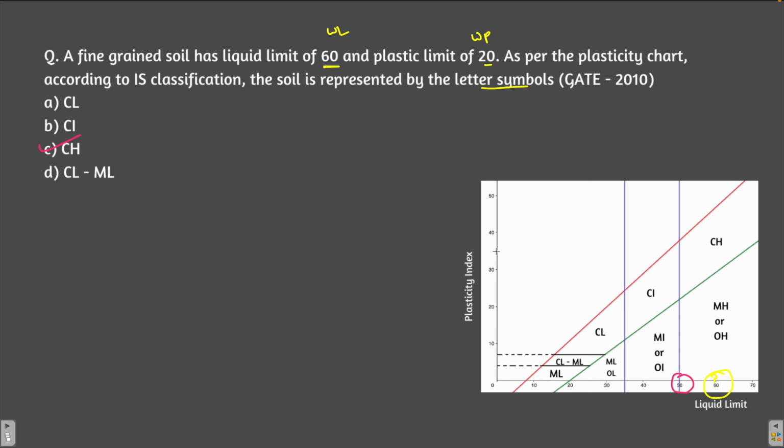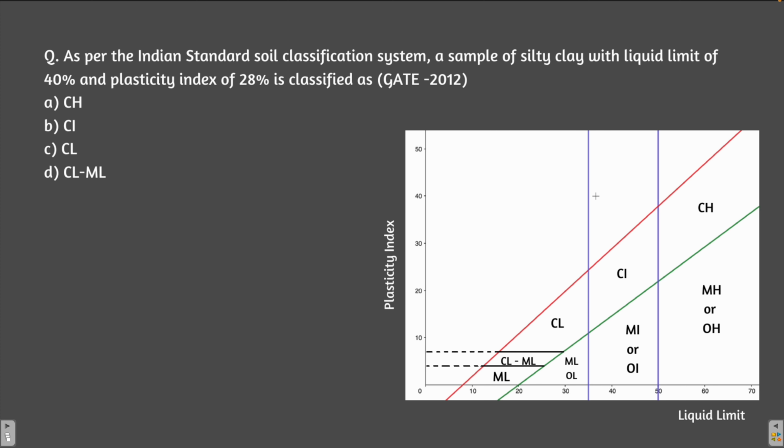So if you want, you can solve it this way, or there is another way. I'm not going to repeat that again. You have to find the IP of the soil, then the IP from the plasticity chart, and then compare and all that. You are going to waste your time. The 1 mark question is not for that. Let's go for the next question.